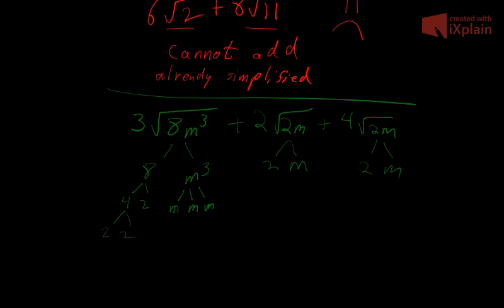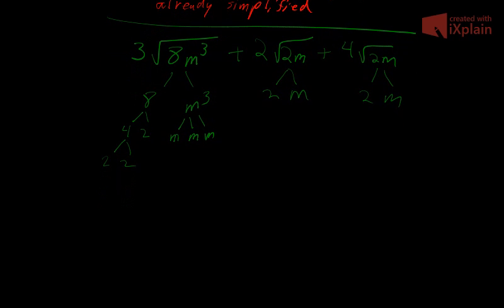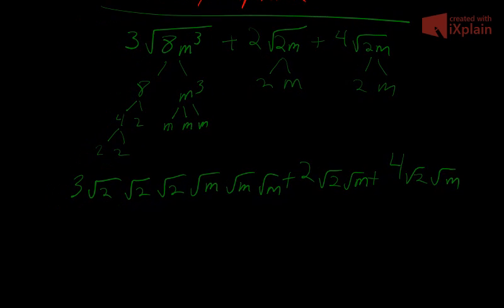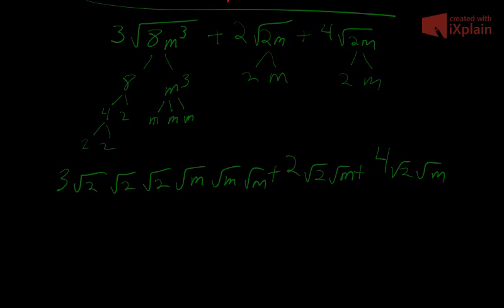After I factor all these, I can rewrite these as radicals that I've factored. This is 3 times the square root of 2, square root of 2, square root of 2, square root of m, square root of m, square root of m, plus 2 root 2 root m, plus 4, sorry, 4 root 2 root m. And what I want to do is to see what these all have in common.